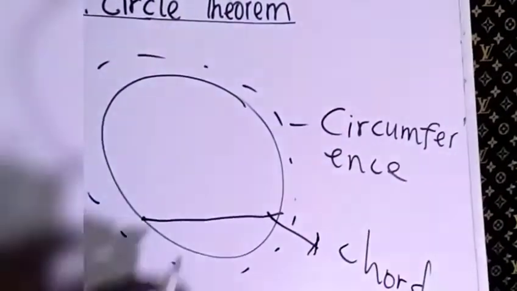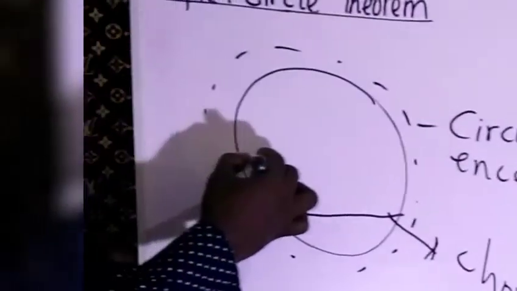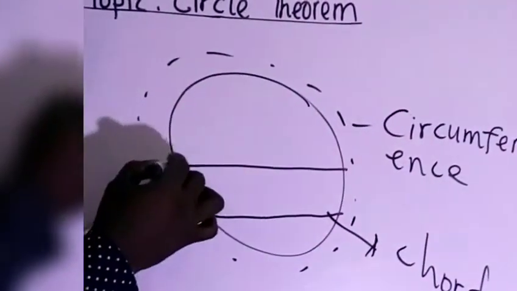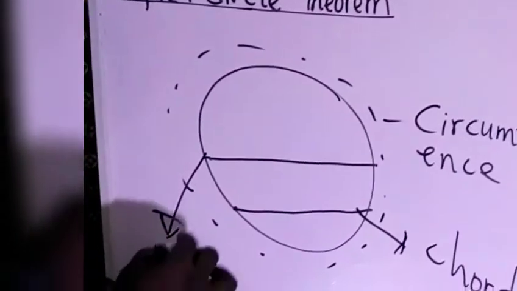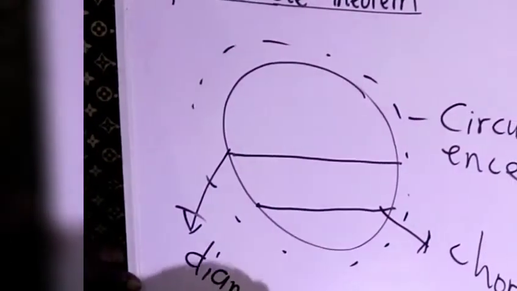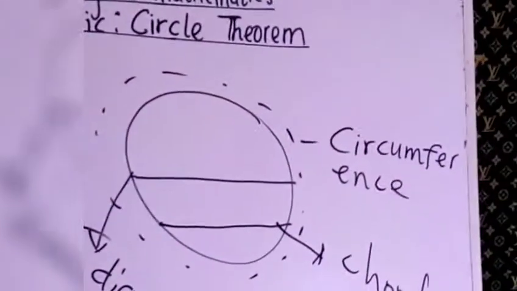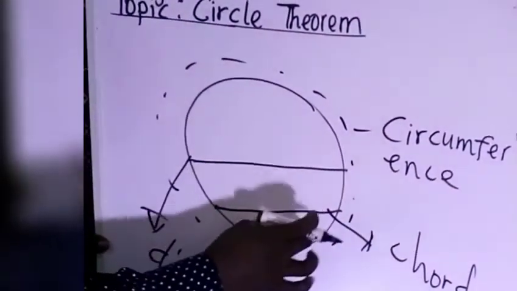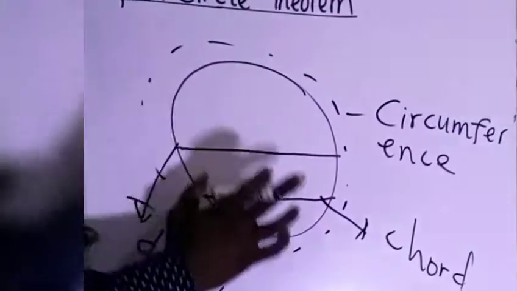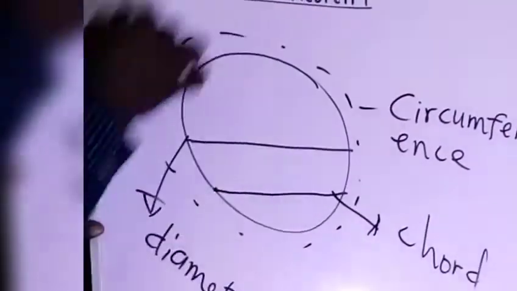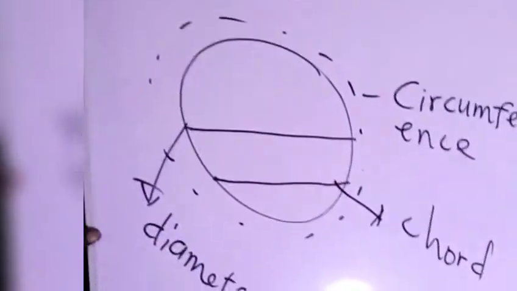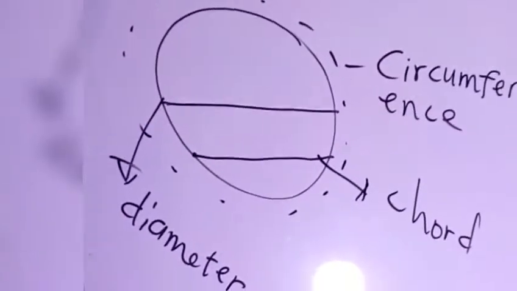When a chord is in the middle, it's called a diameter. In other words, a diameter is a line dividing a circle into 2 equal parts. So we'll be using diameter often, we'll be using chord often, and we'll also be using circumference often in our lesson. And the final thing we'll be using is called a segment.